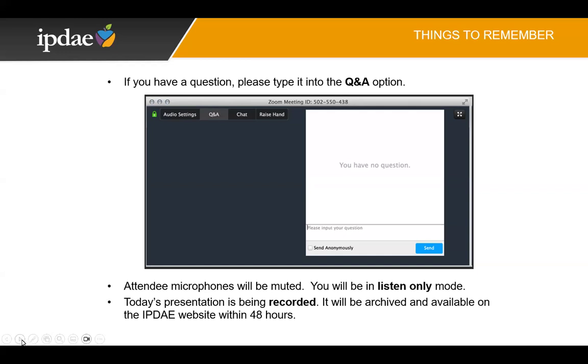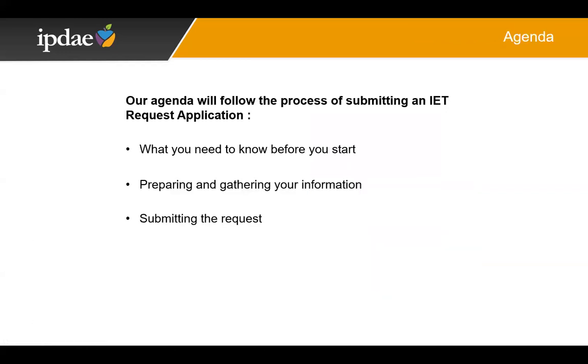All right. So today we're going to be looking at three main topics so that you will be prepared to successfully submit your own IET request application. We're going to talk about what information you need to know before you even start, like important submission dates, things like that. And then the bulk of our time will be on preparing for and gathering your information. And then we're going to walk through what it looks like to submit the request.